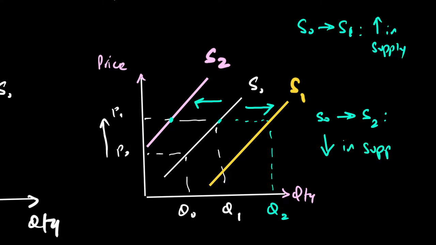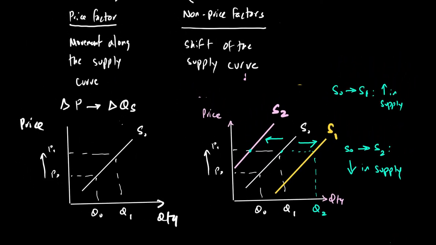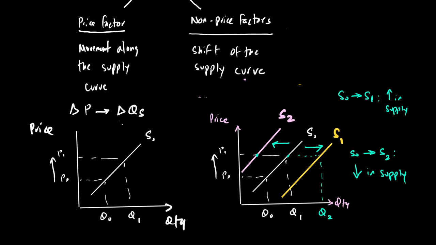So what are the factors that can result in what we call a shift of the supply curve, which is a non-price factor? Let's discuss that. We know that if ever there's a change in price, there will be a movement along the supply curve. And so now we need to look at what are the factors that can shift the supply curve, or what are the factors that can increase or decrease the supply.